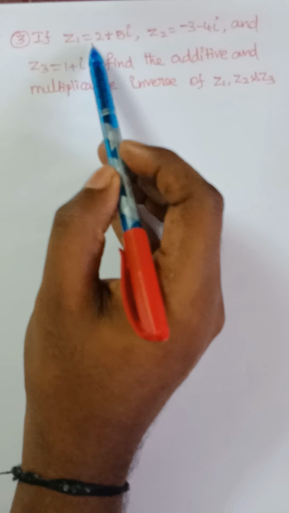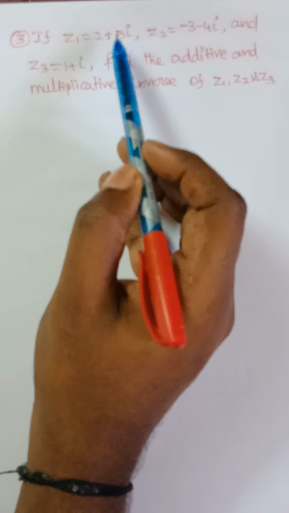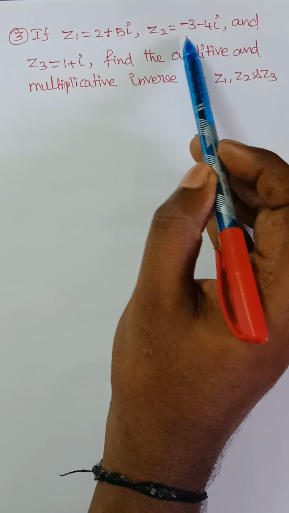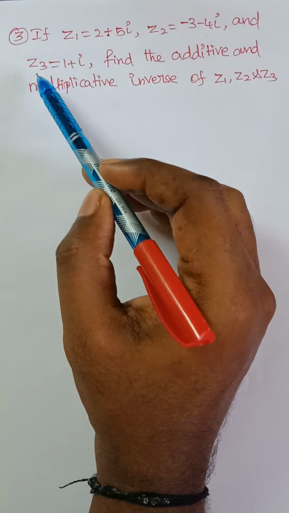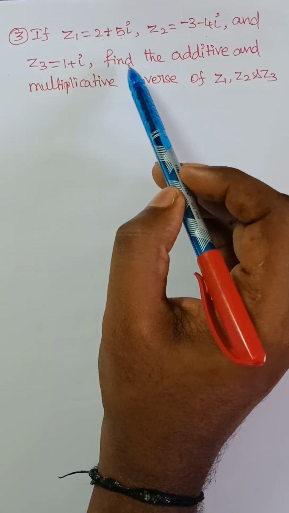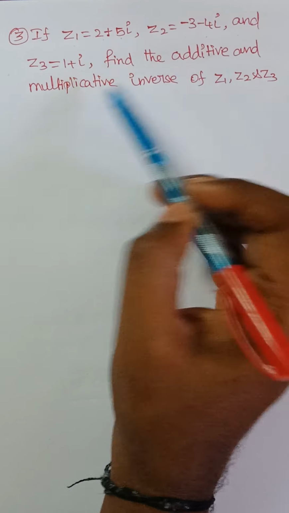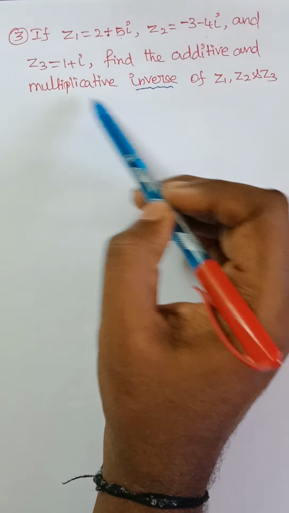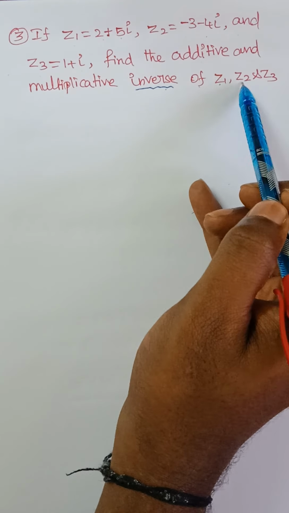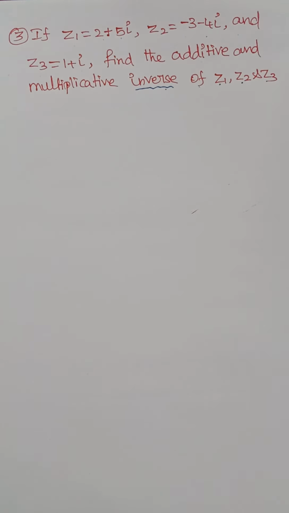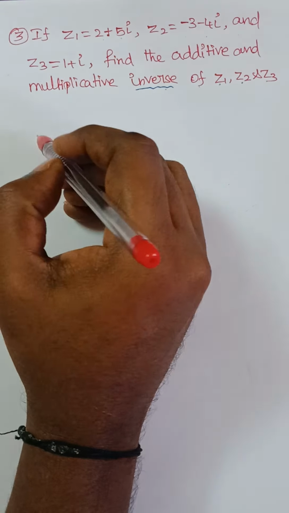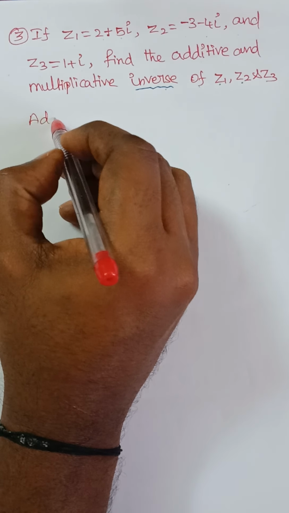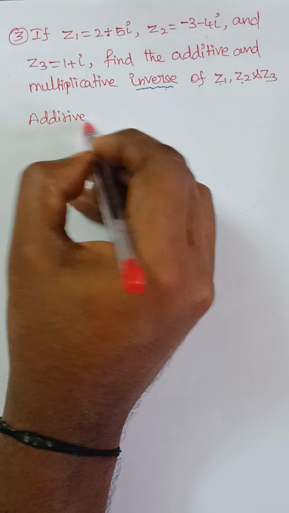If z1 is equal to 2 plus 5i, z2 is equal to minus 3 minus 4i and z3 is equal to 1 plus i, find the additive and multiplicative inverse of z1, z2, z3. So first we have to find the additive inverse of each term, z1, z2, z3.